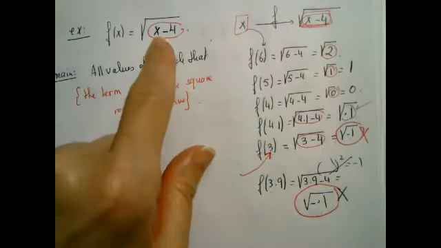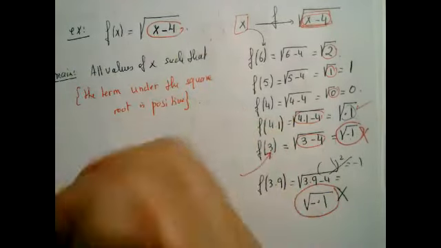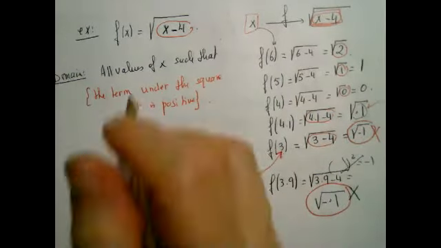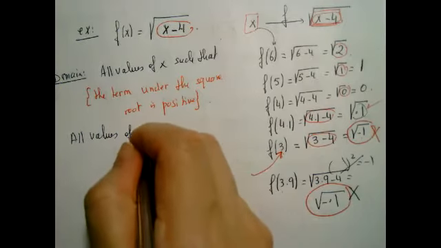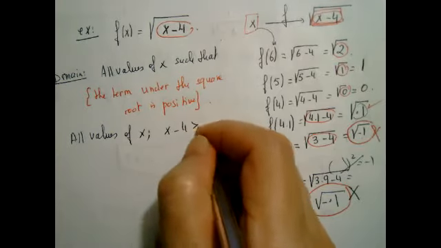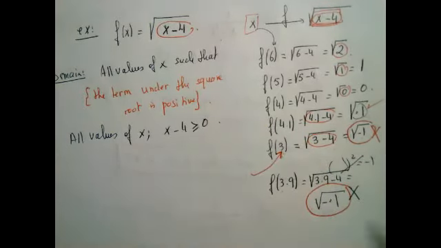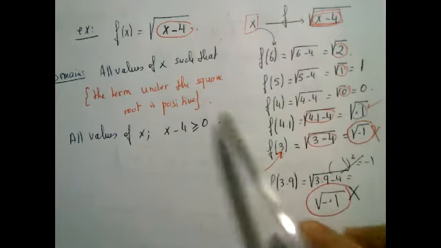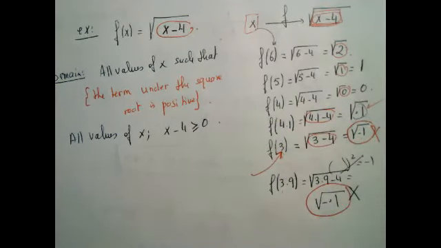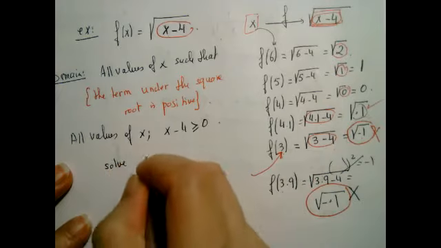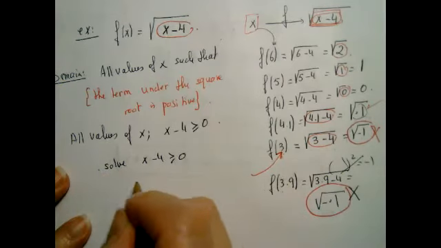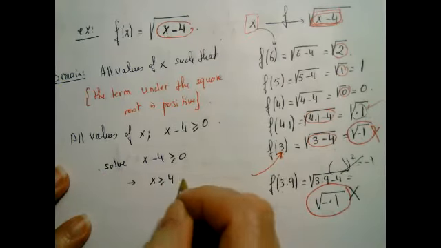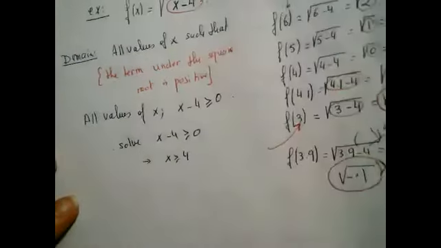Every x that makes x minus 4 positive. I wrote this in red for the first time, so you know what I'm looking for. It means all values of x such that x minus 4 is positive, or equal to 0, because 0 is accepted, since the square root of 0 is 0. So now I have a simple inequality that I need to solve: x minus 4 positive. So we add 4. It means x is bigger or equal to 4. So now the domain is clear.